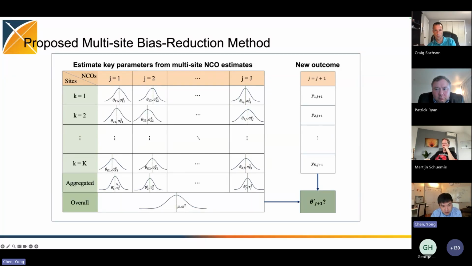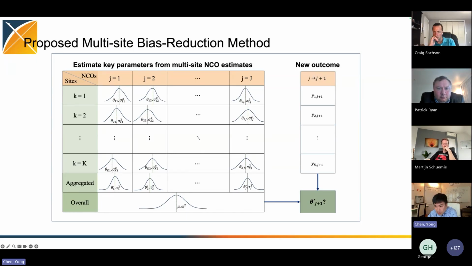For each of the NCOs, we can aggregate, and then we can estimate the overall distribution across those NCOs. In this case, it's also the familiar notation. The mu indicates the overall systematic error identified by multiple sites and multiple NCOs, and this omega square characterizes the intrinsic heterogeneity across different NCO causal estimates. Then we can use this to calibrate the results for the outcome of interest.